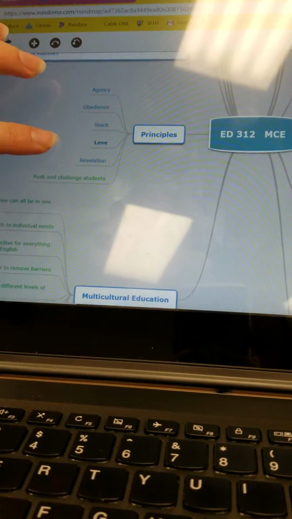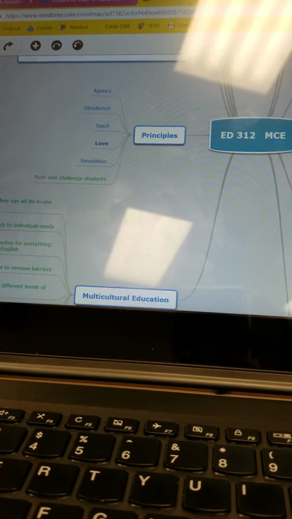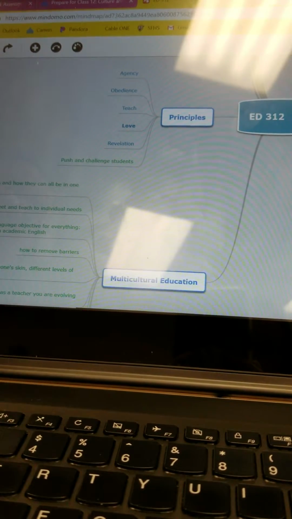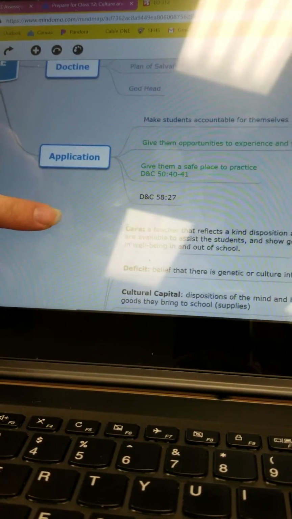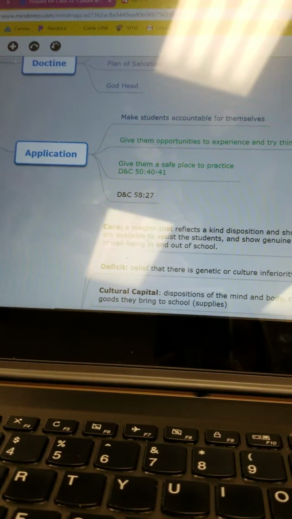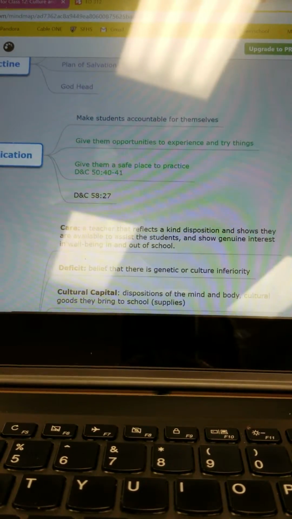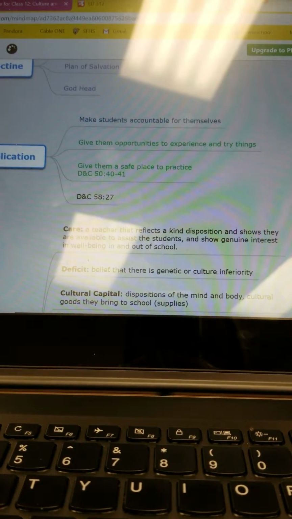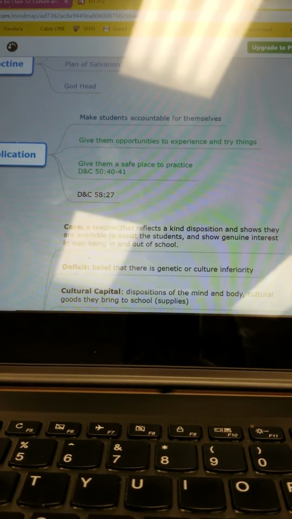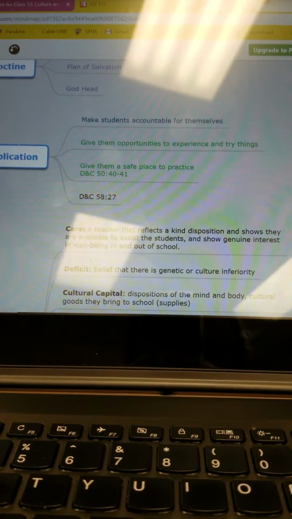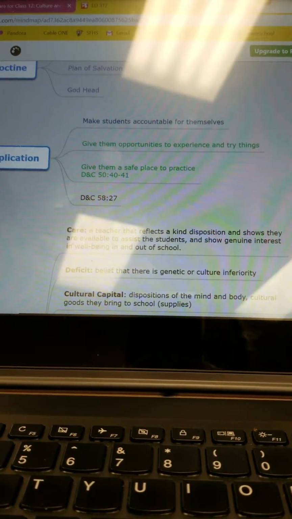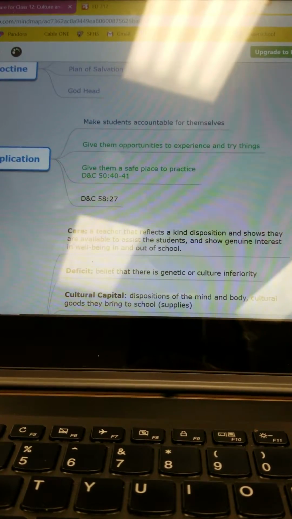I have in here our principles. You have your agency, obedience, teach, love, revelation, and push and challenge students, which I think is a good principle to have in your classroom. In our application, you make students accountable for themselves, you give them the opportunity to experience and try new things, and give them a safe place to practice. With that one, I had D&C 50:40-41, and I just felt that was a good way to incorporate that.